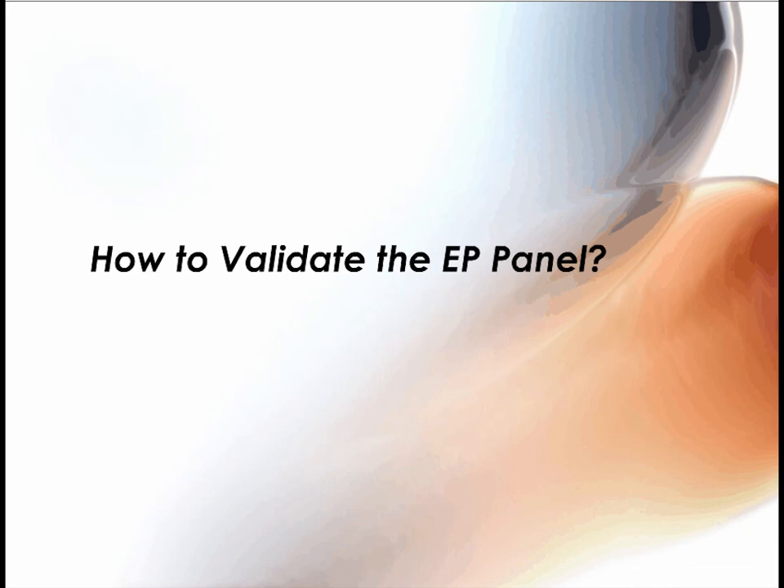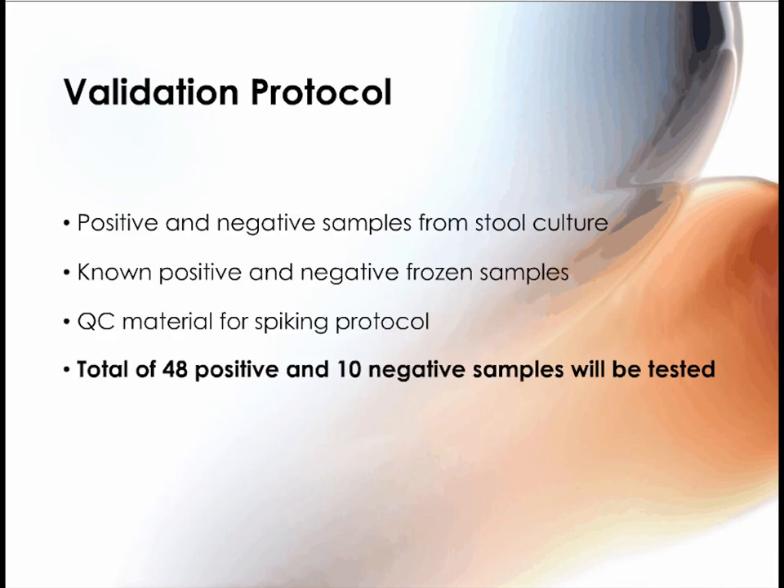In the next slide, how we validated the panel. The validation protocol that we implemented was based on positive and negative samples. We also used known positive and negative frozen samples and QC material. In total, we used 48 known positive and 10 negative samples. It's very important to notice that this is a multiplex panel, a panel that has 9 different targets. The positive samples we used are only positive for one target. That means every time you run the sample, you have one positive target detected, but you also have 8 negative targets.